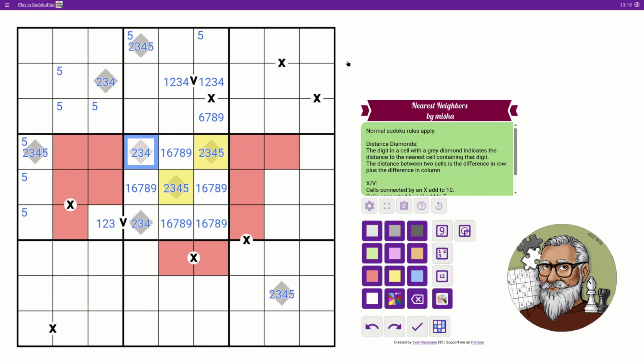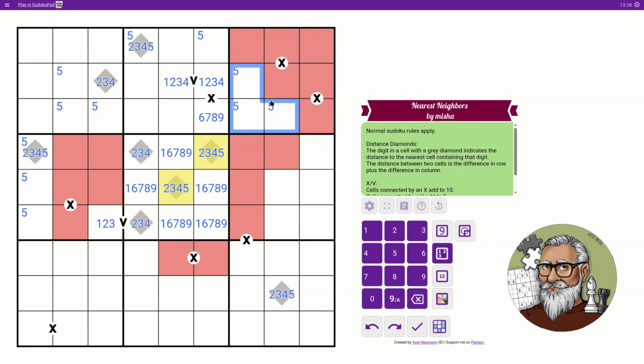Can I do the same trick here? Maybe. Yeah, actually I can. Those aren't 5. There's definitely a 5 there, which means that this isn't a 5 either. Right. So I get a 5. I get a 5. We're off.